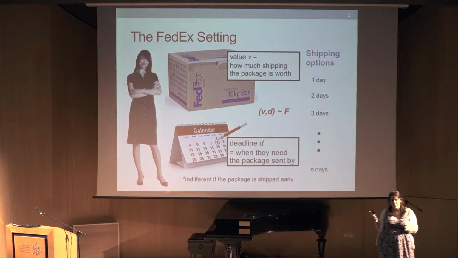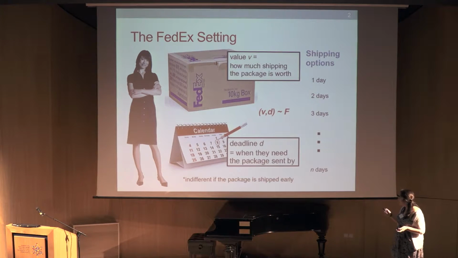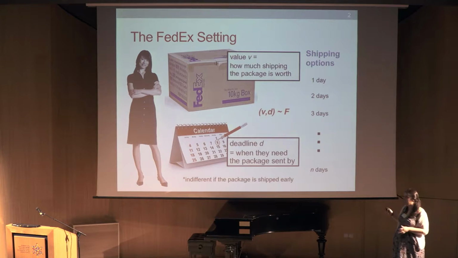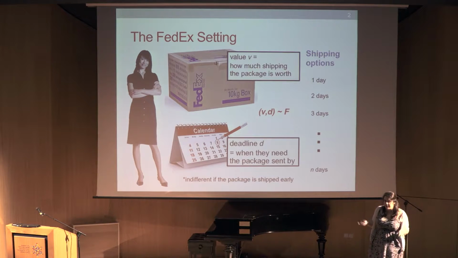You're FedEx. You're trying to decide what's the optimal way to maximize your revenue from customers who have a value and a deadline, when you can sell a discrete set of shipping options like one-day shipping, two-day shipping, and so on, as FedEx does sell, such that you maximize your revenue. And we're in either the single bidder setting or the unlimited supply setting, however you want to think about it. We'll talk about it as single bidder. OK, is the setting clear?